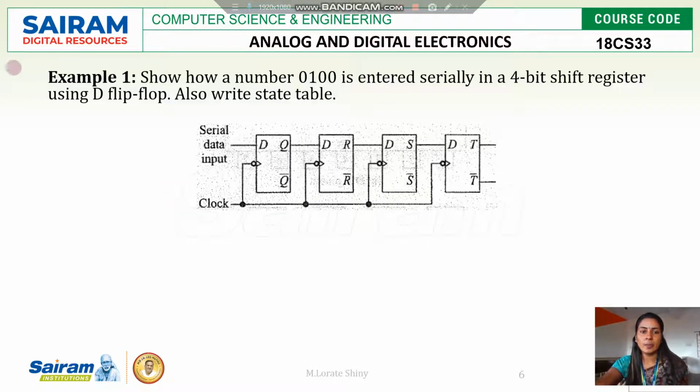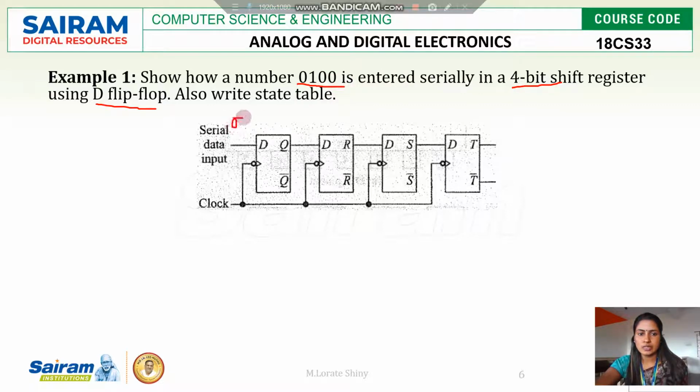We'll see one problem. Show how a number 0100 is entered serially in a 4-bit shift register using D flip-flop. Also write the state table. So this is the shift register diagram, 4-bit, so we have 4 flip-flops. I used D flip-flops for the register, and the serial data input number is 0100.